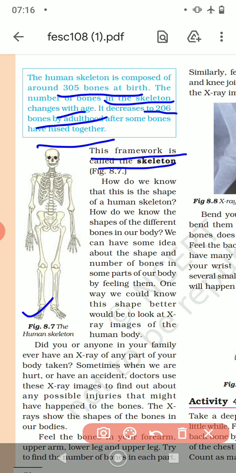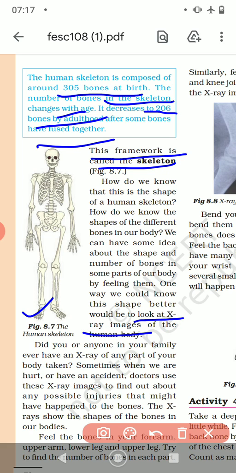So this is your skeleton. How do we know that this is the shape of the human skeleton? How do we know the shape of the different bones in our body? We can have some idea about the shape and numbers of the bones in some parts of our body by feeling them. One way we could know this shape better would be to look at the X-ray image of the human body.